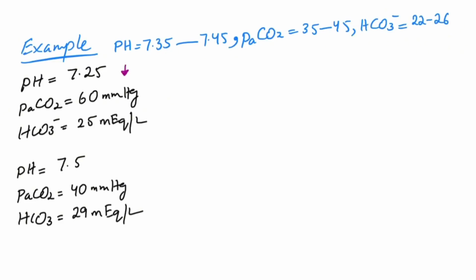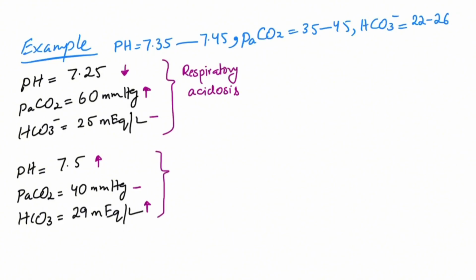So in the first one, the pH is definitely low, which means it is acidosis. Carbon dioxide is high, which means it is respiratory, and the bicarbonate is normal, which shows that there is no link to that. So it appears to be respiratory acidosis. Now let's look at the other example we have. The pH is 7.5, definitely high. That means alkalosis. Carbon dioxide is normal, and bicarbonates are high. So it appears to be metabolic alkalosis. So, okay, it was straightforward. Let's have another example.